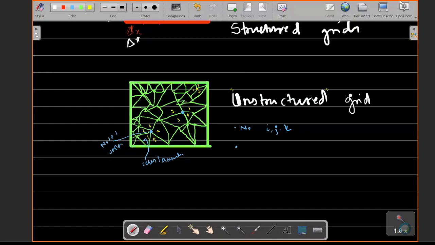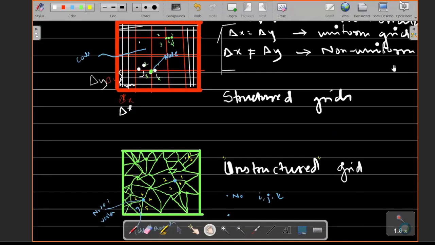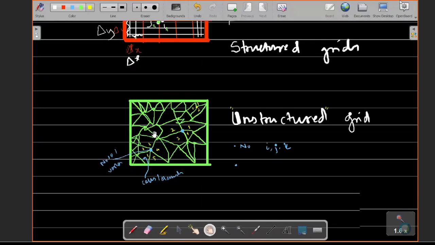Now we know that we have types of grid systems: structured grid system and unstructured grid system. In structured grid system, you can have a uniform grid and non-uniform. Unstructured grids are essentially non-uniform. You can make a structured thing, but there is no advantage as such. Unstructured are like unstructured.